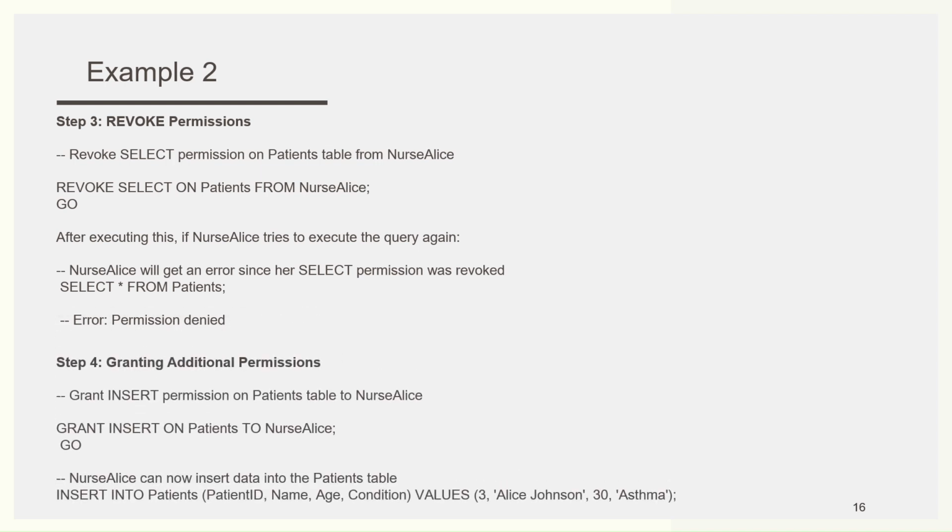Let's move on to step 4, granting additional permissions. Let's say that nurse alias needs to add new patient records in case of an emergency. We will grant insert permission on the patients table. With this permission, nurse alias can now insert new patient records into the patients table. Nurse alias can now insert data into the patients table.